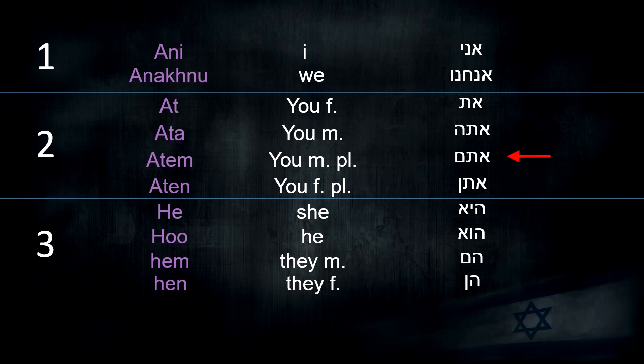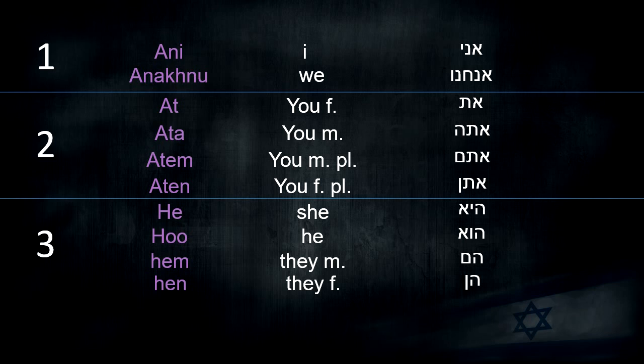Atem, that means you, males, plural. Aten, that means you, female, plural. Hi, that means she. Don't be confused with the English he. Hi in Hebrew means she. Hu, that means he. Hem, that means they, male. Hen, that means they, females.